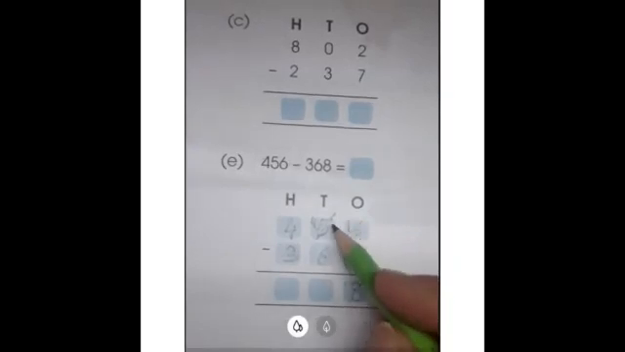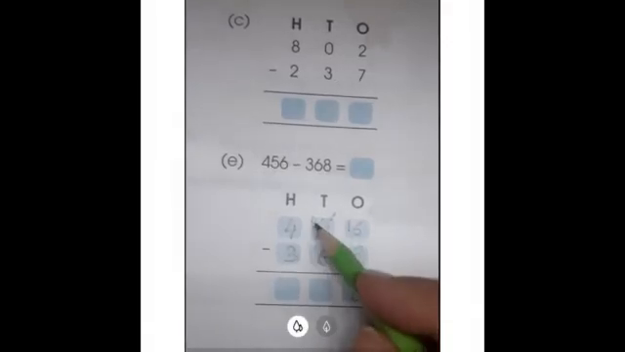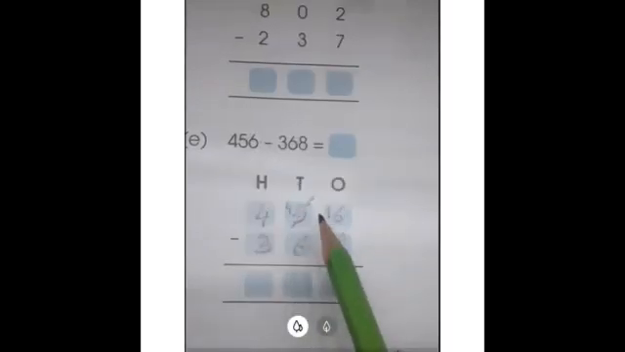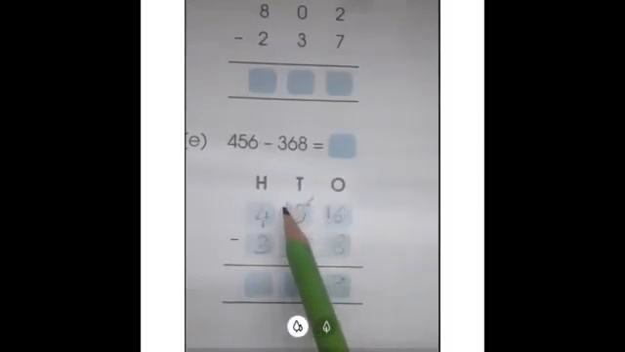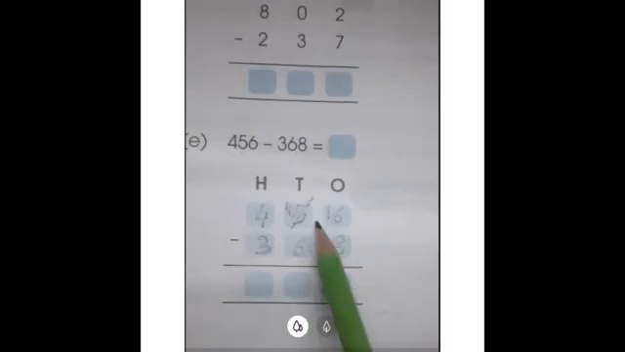You can write the amount here, or you can count on your fingers. Now the second step, 4 subtract 6. 4 is smaller than 6. Now you can't subtract both numbers. This time you can take carry from the neighbor. To regroup, you borrow one number from its neighbor. 4 is the neighbor of this number.